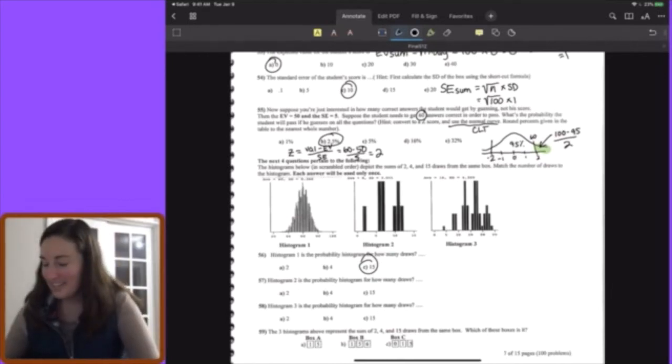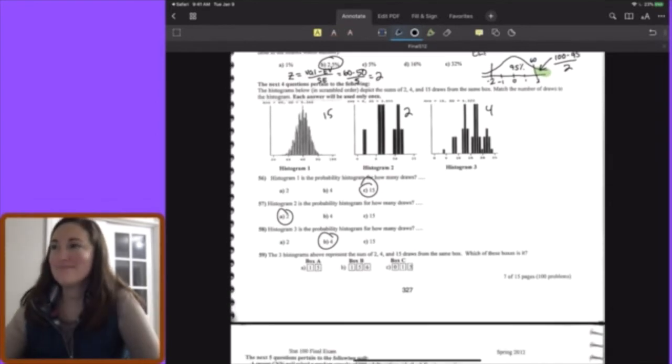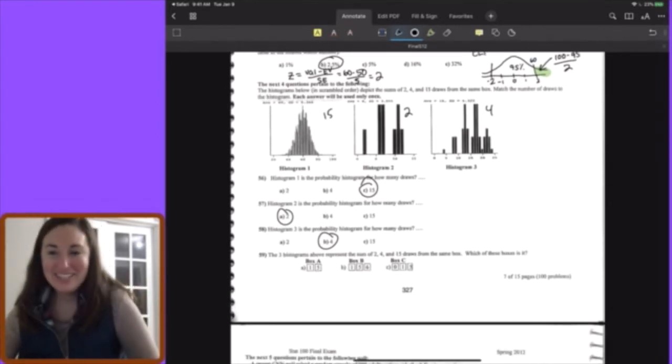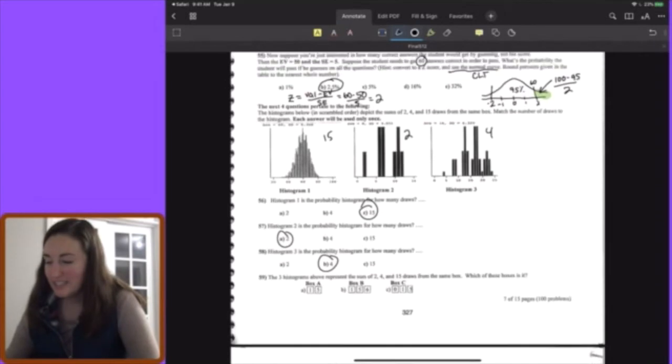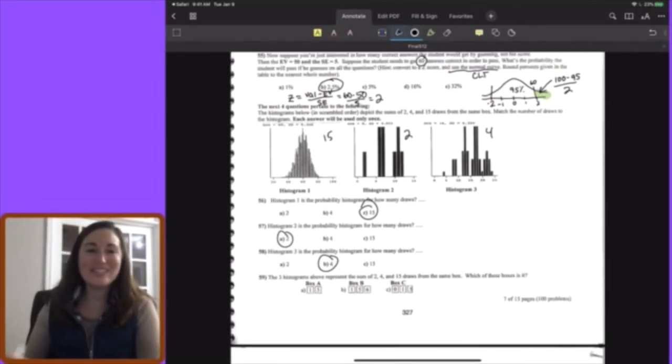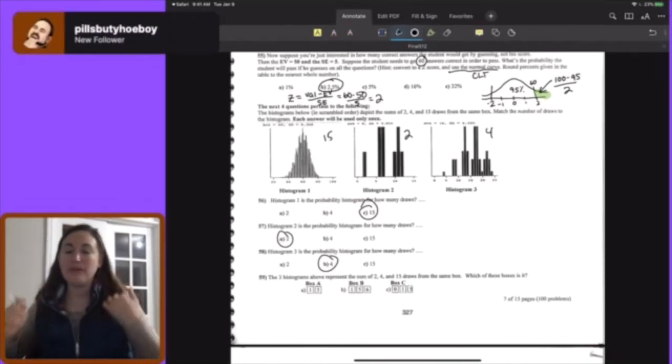And then the histogram 2 is the probability histogram for how many draws. This is the smallest amount, right? So this should be 2, this one should be 4, and this one should be 15. Histogram 2 is 2, this one is 4. And now, the 3 histograms above represent the sum. Okay, we know that. Which box is it? So the question is, where did these histograms come from? Which box is this coming from?